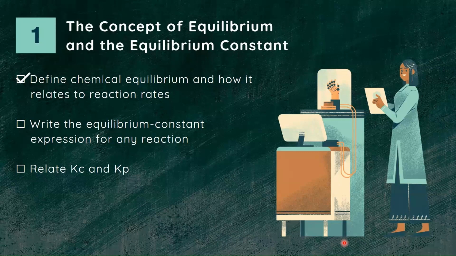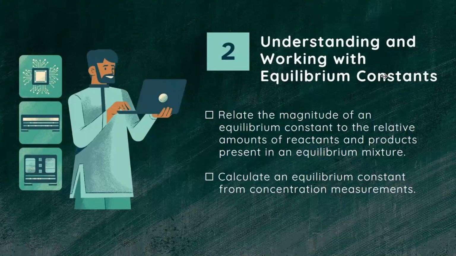So in summary for part 1, we were able to define chemical equilibrium and how it relates to reaction rates. We were also able to write the equilibrium constant expression for any reaction and relate the equilibrium constant in terms of concentration to the equilibrium constant in terms of pressure for gas reactions. Now, moving on, I'm John Martesero, and I'm here to discuss the second part of the module, which is understanding and working with equilibrium constants.